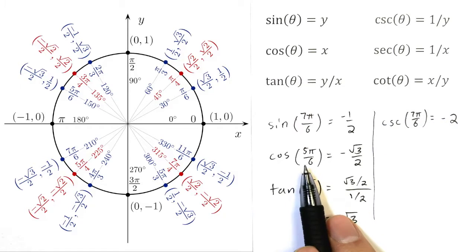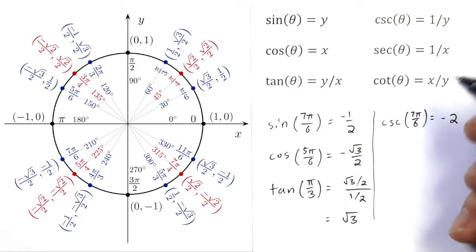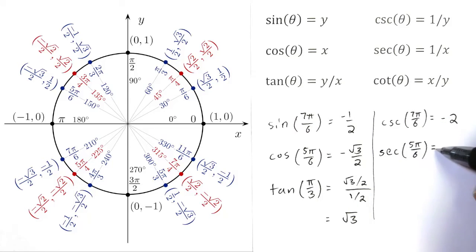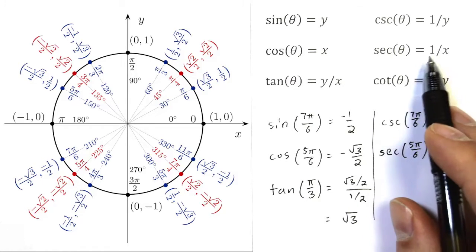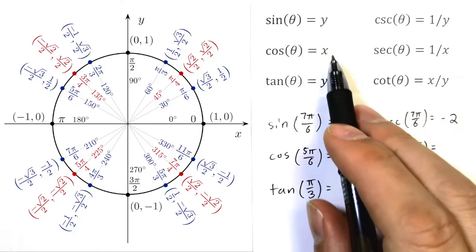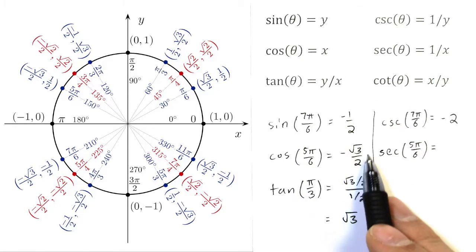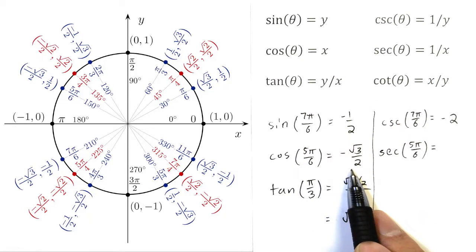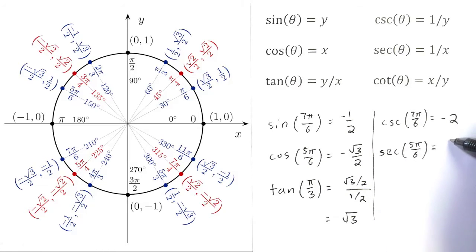What about secant of 5 pi over 6? That's equal to 1 over x. We've already computed what x was. That was negative root 3 over 2. So we're just going to take 1 over that. That is negative 2 over root 3.